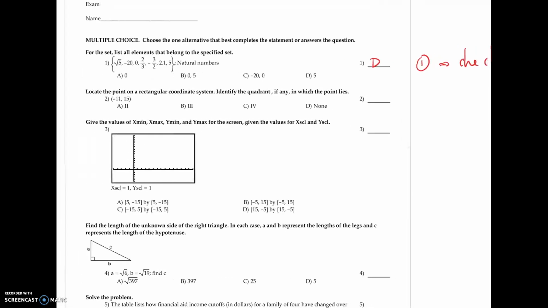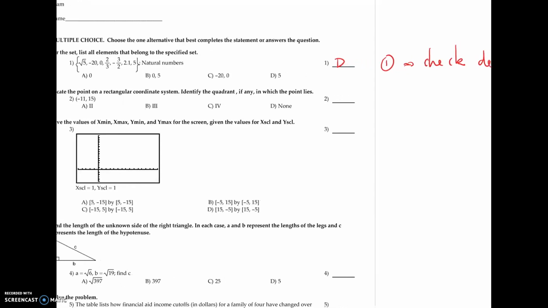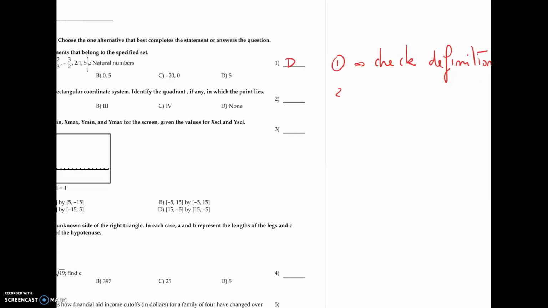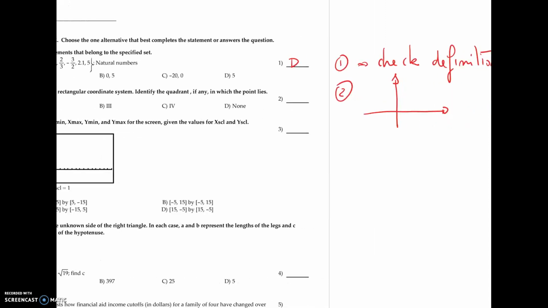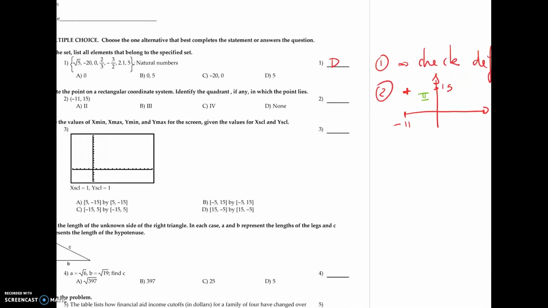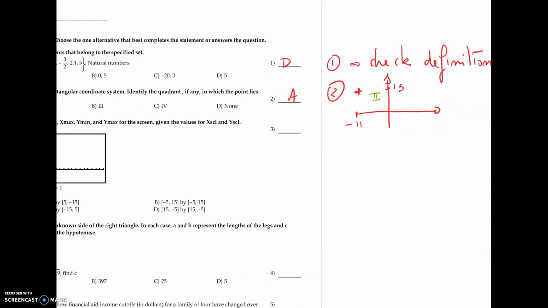Question number 2. You have to locate the point on a rectangular coordinate system. If I graph a rectangular system and plot the point x equals negative 11, y equals 15, negative 11 will be right here, and y equals 15, y is positive, will be right there, so my point is definitely in quadrant 2. Therefore, the answer is going to be A. I would like to remind you that we go quadrant 1, quadrant 2, quadrant 3, and right there, quadrant 4. So my point is definitely in quadrant 2.